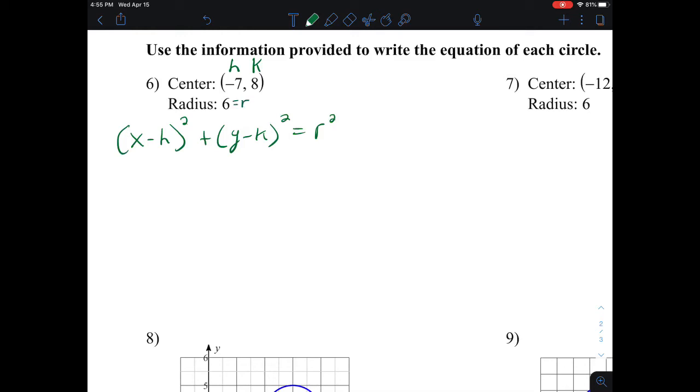In doing that, we're going to have x minus negative 7, so that turns into x plus 7, so (x + 7)², plus y minus positive 8, so (y - 8)², is equal to r squared. 6 squared makes 36. So there's an equation of the circle with those characteristics.